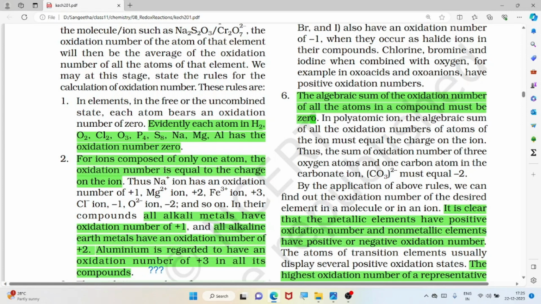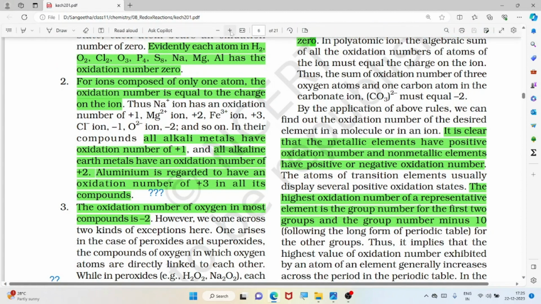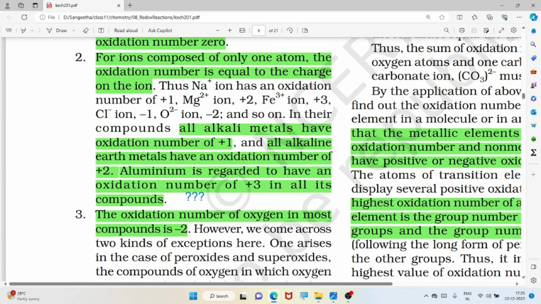Rule number 2: for an ionic compound, for an ion composed of only one atom, the oxidation number is equal to the charge on the ion. Thus for Na+, with only a positive charge, the oxidation number is +1. Mg2+ is +2. This is for the single ion.